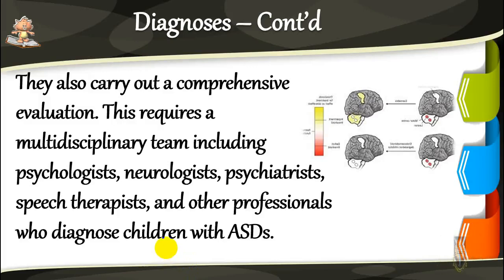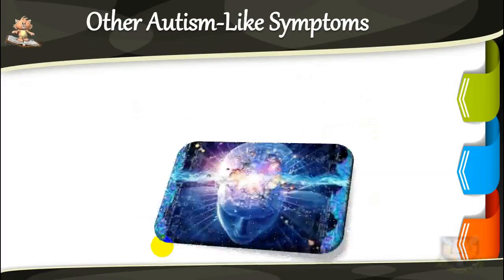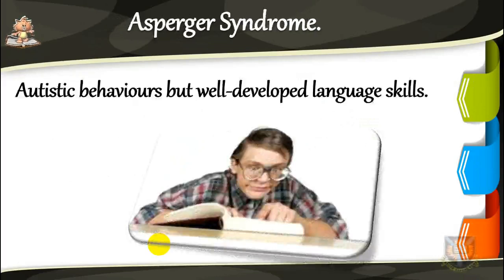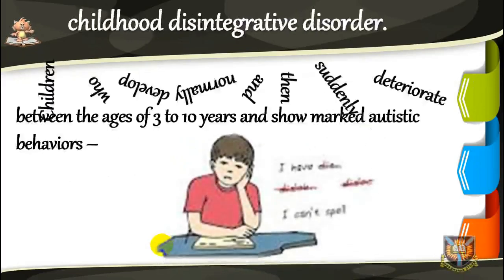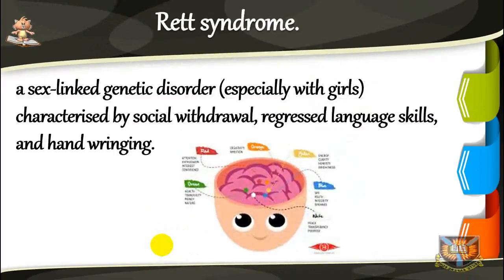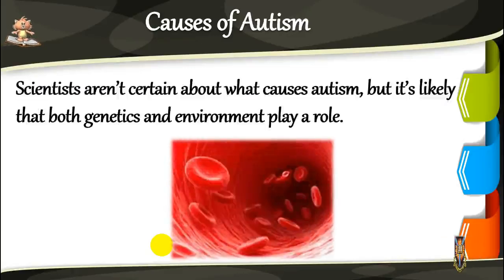Causes of autism: Scientists aren't certain about what causes autism, but it's likely that both genetics and environment play a role. Researchers have identified a number of genes associated with the disorder. Studies of people with autism have found irregularities in several regions of the brain. Other studies suggest that people with autism have abnormal levels of serotonin or other neurotransmitters in the brain.